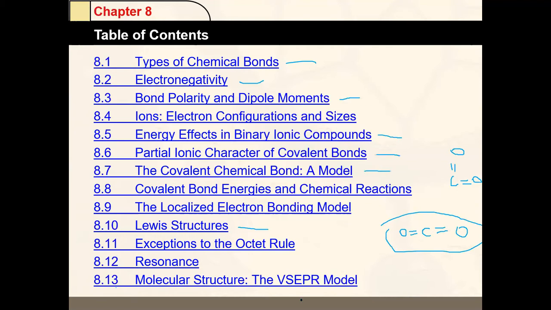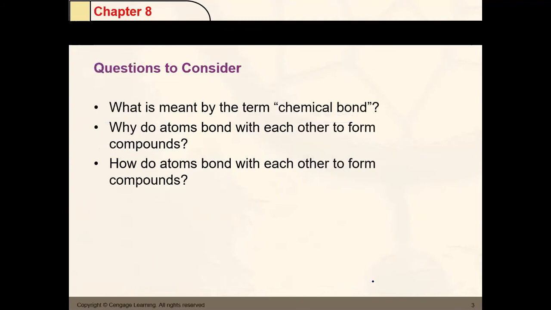Exceptions to the octet rule, that's a consequence. I mean, that's part of the Lewis structure, resonance, and then the valence shell electron pair repulsion model. That's another way you will use to represent in a 3D version all the molecules that we will study now.